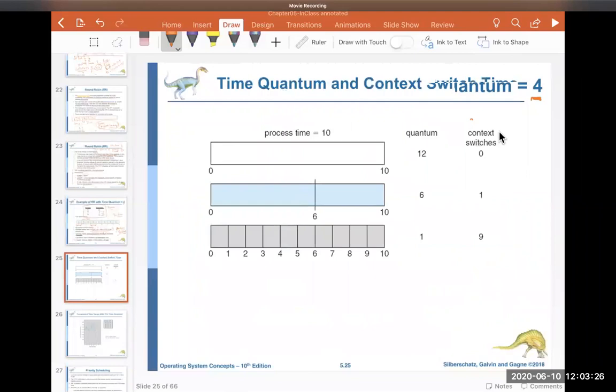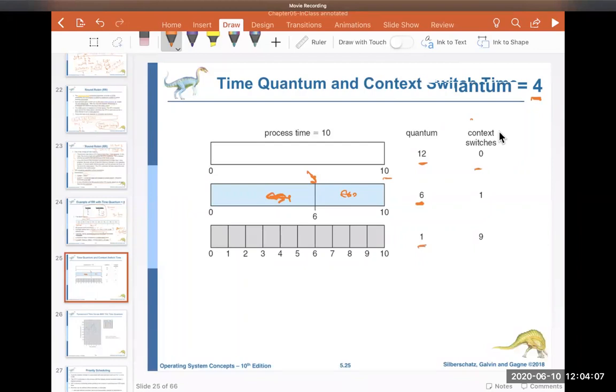Let's look at another example. Here the process time is 10 and the quantum time is 12. Then the number of context switches happening is 0. Here the quantum time is 6, which means one context switch is happening, because the process is divided after 6. Now if the quantum size is 1, then after every 1 millisecond a context switch would happen.